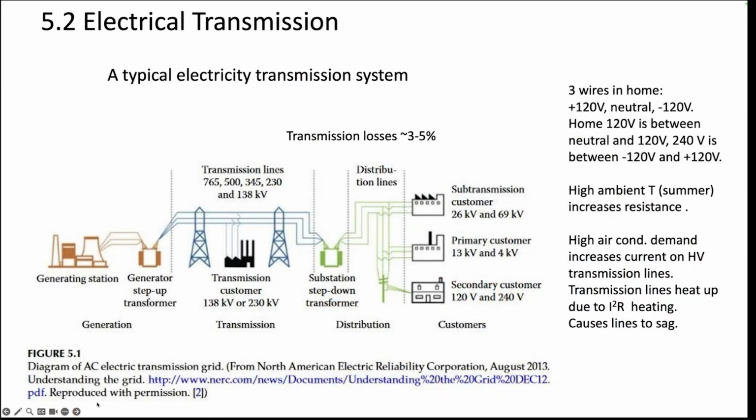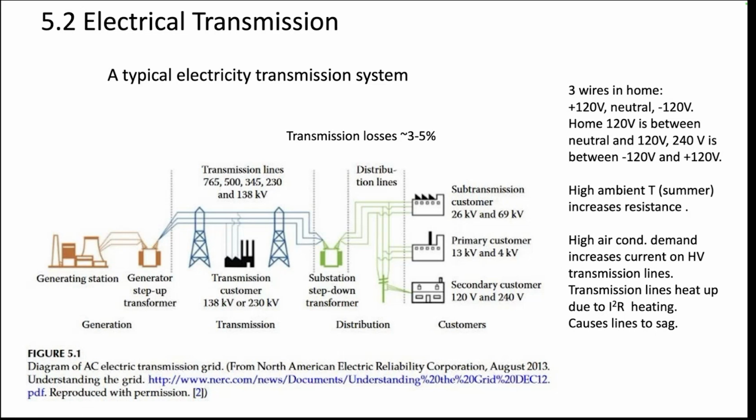So this is a typical electrical transmission system. Here's the generating station, the generator step-up transformer, the transmission lines, the substation step-down transformer. You see them at substations all around town. Then distribution lines go into neighborhoods. These are secondary customers, homes. We want 120 volt and 240 volt. Primary customers, factories, want higher voltage. And sub-transmission customer, I don't know what that is.